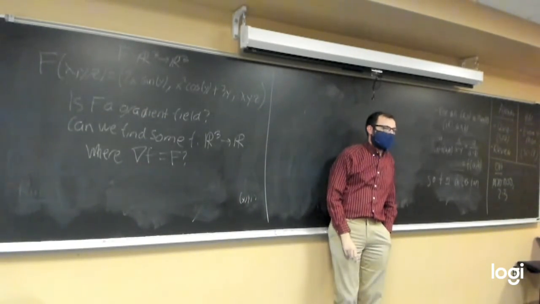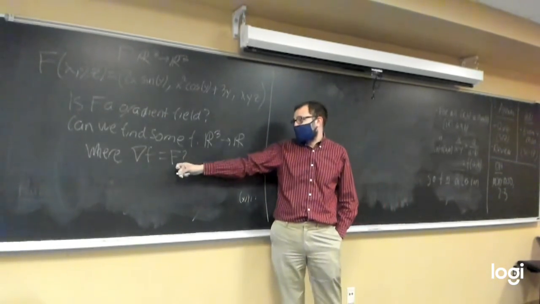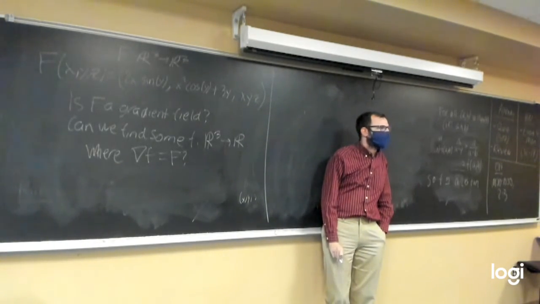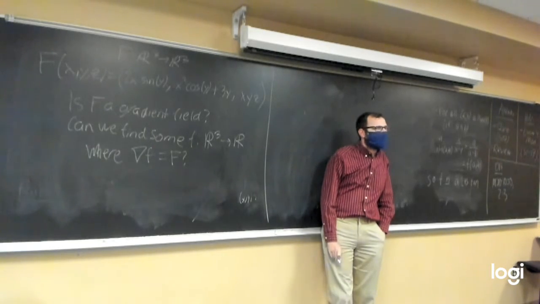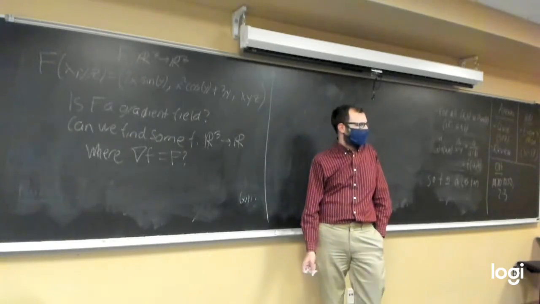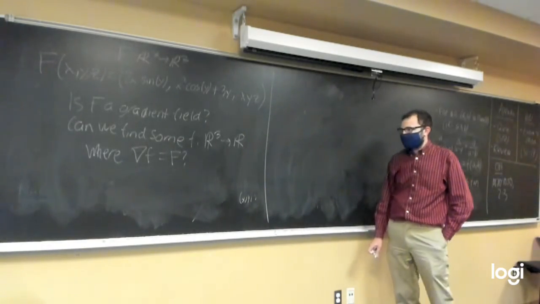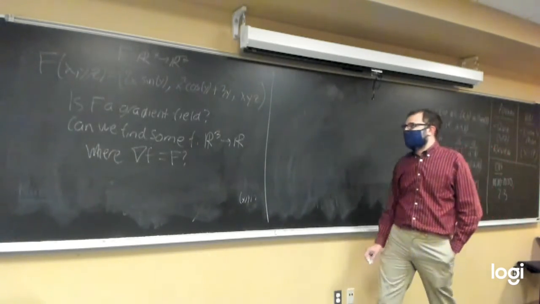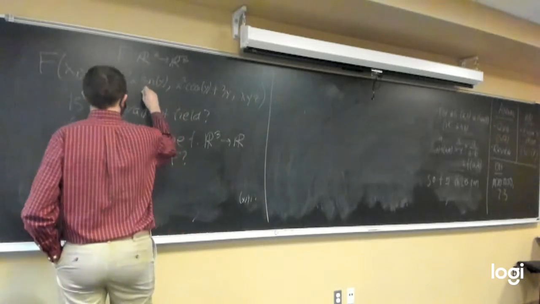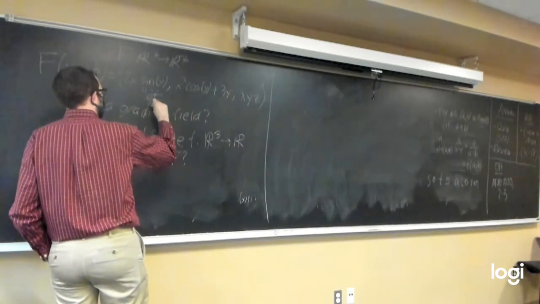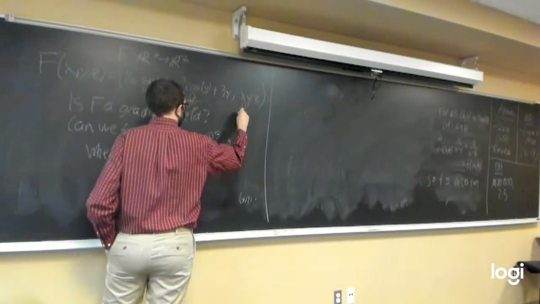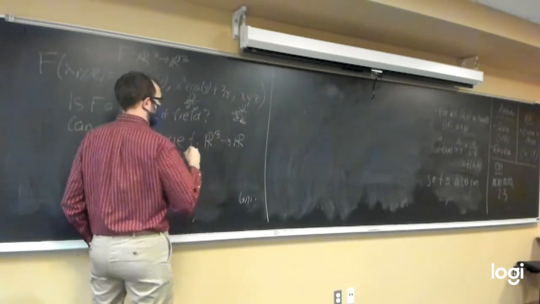So, what do we have to do to determine whether we can find some little f whose gradient is equal to big F? Bob, what would be like a good first step? Set up the integral. Yeah, because if the answer is yes, this would have to be equal to little del f del x. This would be little del f del y. This would have to be little del f del z.